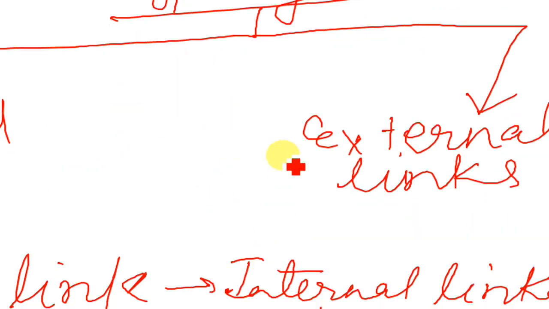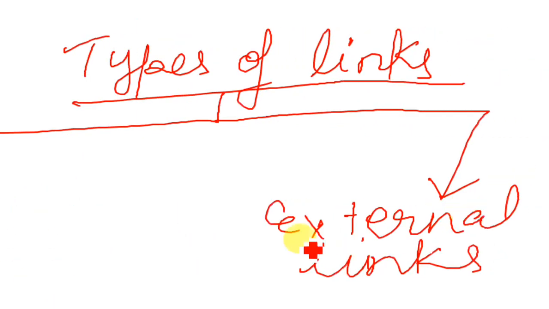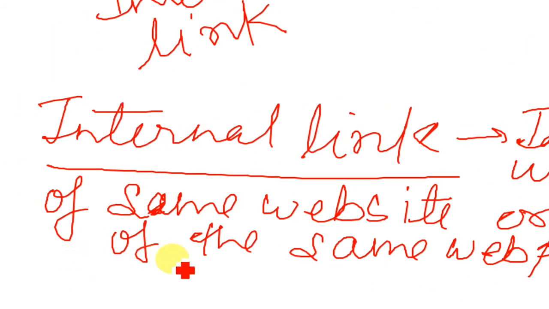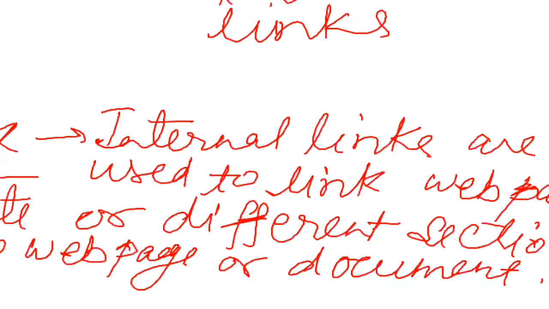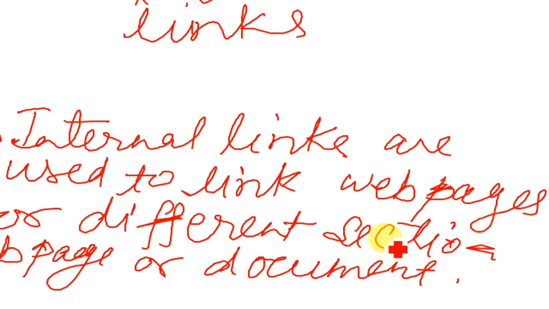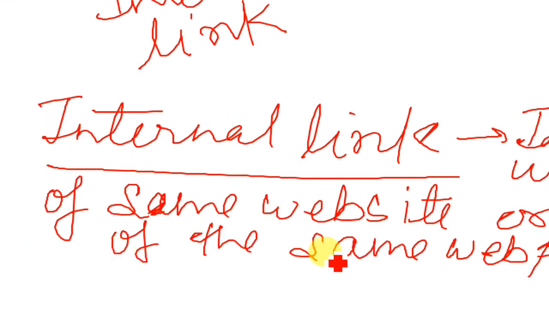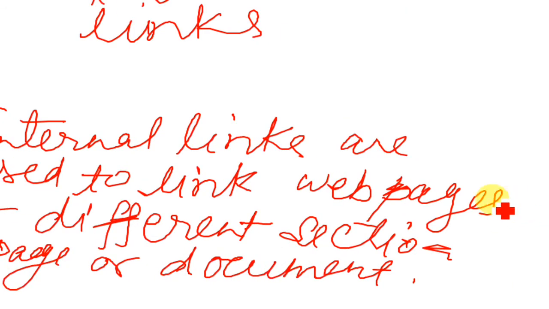So student, you have seen that there are two types of link, internal link and external link. Internal links move you to another section of the same web page or another web page of the same website, but an external link moves you to another website, another web page of another website.